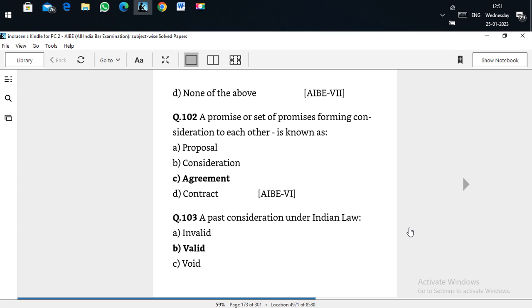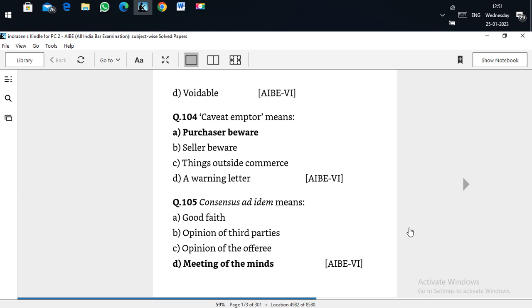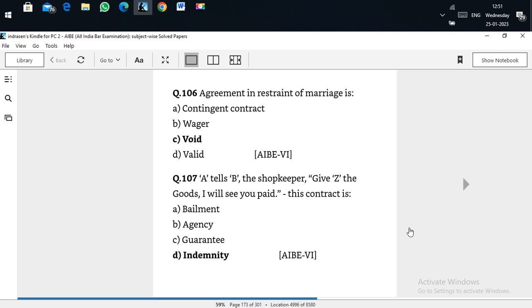A promise or a set of promises forming consideration for each other is called an agreement. On enforceability, it becomes a contract. A past consideration under Indian law is valid. Caveat emptor means let the purchaser beware. Consensus ad idem means meeting of the minds.